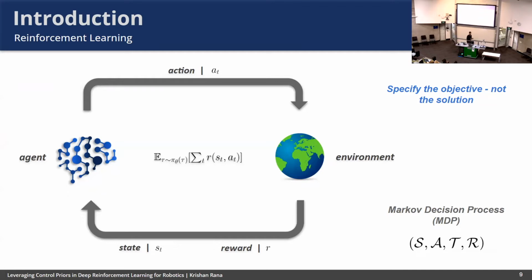So what we have in a reinforcement learning framework is an agent which can take an action. That action is executed in the environment, and the environment returns a reward and a state, right? And this reward is essentially our specification of the objective. So one of the big things with reinforcement learning is that it allows us to specify the objective and not the solution, which we typically see in classical control methods, right?